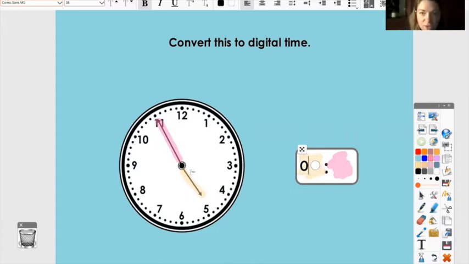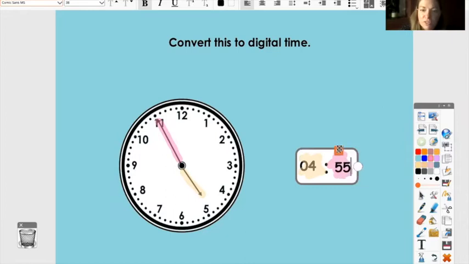I haven't quite got to 5 o'clock. I'm still actually just before. Remember, you need to be really accurate with reading time. I wasn't then. So actually, we're not at 5 o'clock, so we're still on 4. Right? And how many minutes past 4 o'clock are we? There's 30, 45, 50, 55. So I'm actually on 4:55.